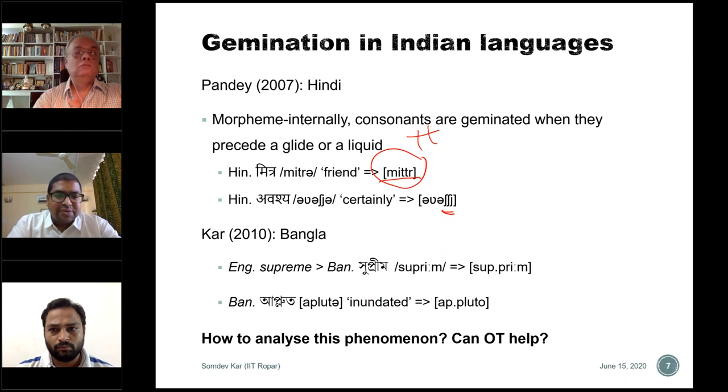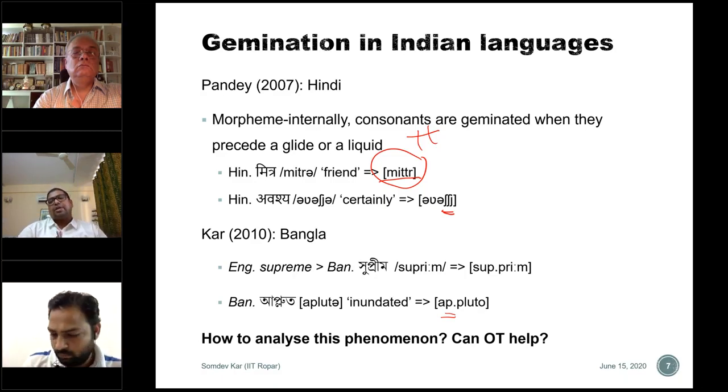I have also collected a few cases for Bangla where borrowed words like supreme become suppreme in the colloquial version of Bangla, or inundated becomes aplluto. So from the written form to the spoken form, that additional consonant is coming there. And you can also see some other examples in Odia, but I couldn't give all the examples here. The question here is how we can analyze this. What is the driving force to pick the geminated form and not the original, basic form? Why in certain cases is the gemination actually happening?